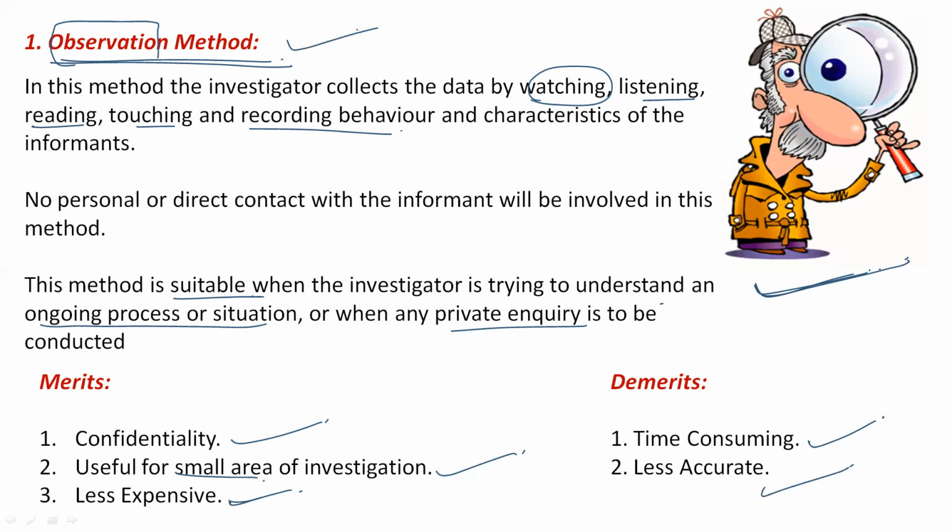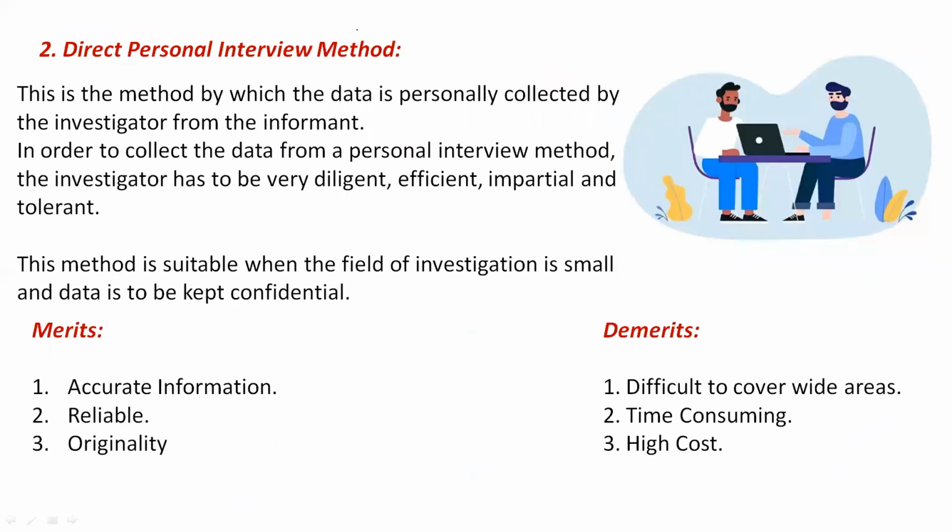This is the first method, that is the observation method. Very simple. Just by observing the surroundings, the investigator is trying to grab the information. The second method that we have is the direct personal interview method. In this method, two parties will be involved. One party is the investigator, the person who is trying to collect the data, and the other party is the informant, the person who is providing the information.